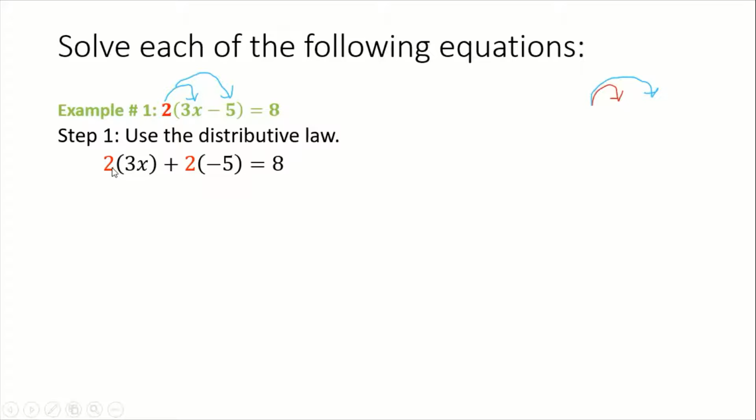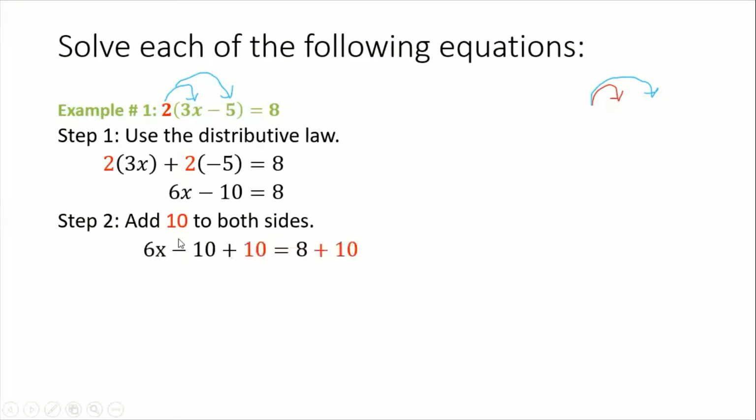All right? At this stage, what are we going to do? We're going to simplify. So note that 2 times 3x will give us 6x, and 2 times negative 5 will give us a negative 10, and we put back our equal 8. So what are we going to do at this stage? Note that we have constant term on both sides, so we want the constant to be on one side of the equal sign. So therefore, we're going to transfer this negative 10 over to where positive 8 is, and we can do that by adding 10 to both sides.